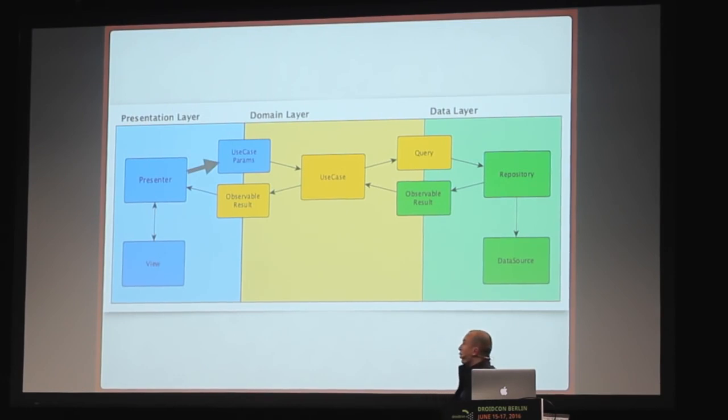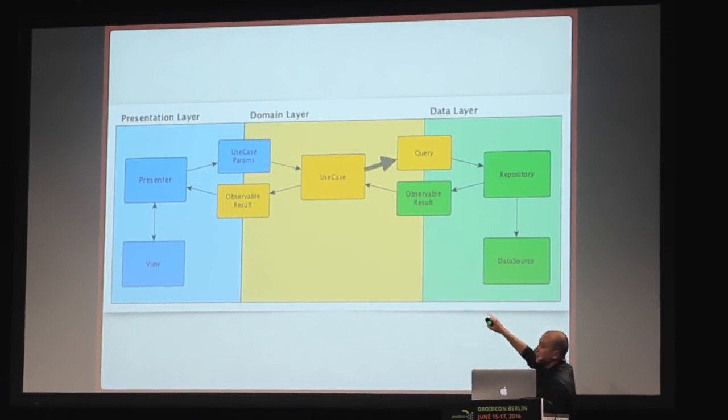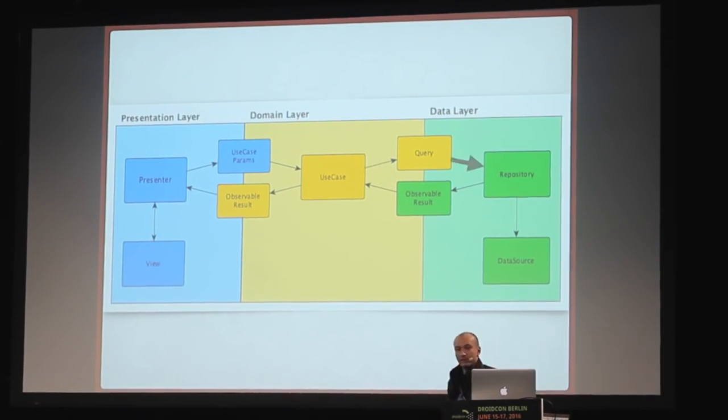Then the presenter will create use case parameters. It's already in between two layers, so it's a different model. It will then notify the use case, saying something like create me a session, or login user. The use case will create a query and go to the repository later. So it's another data model.